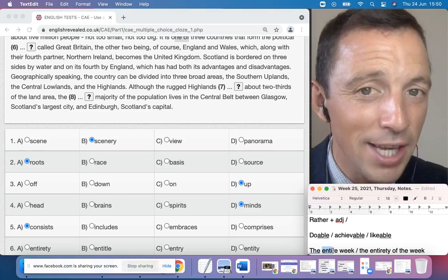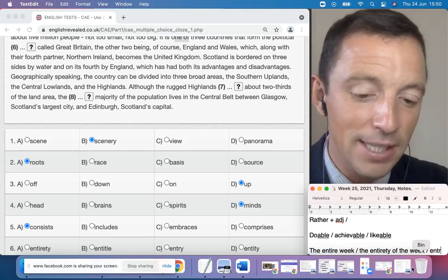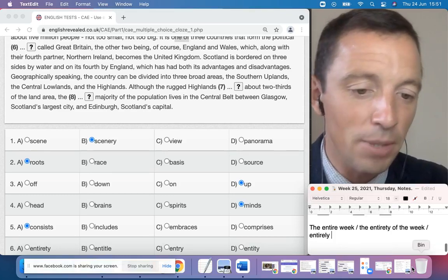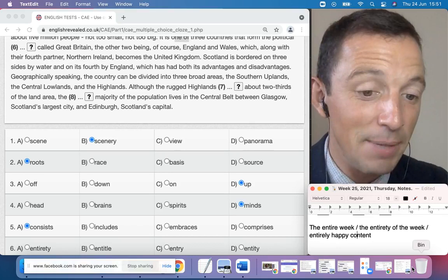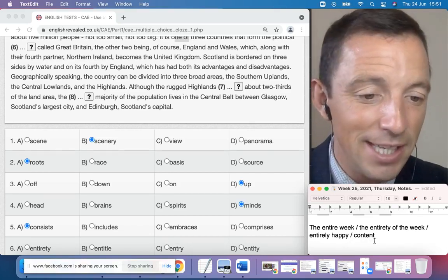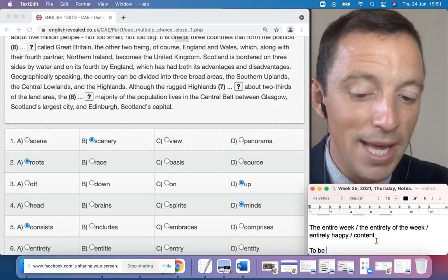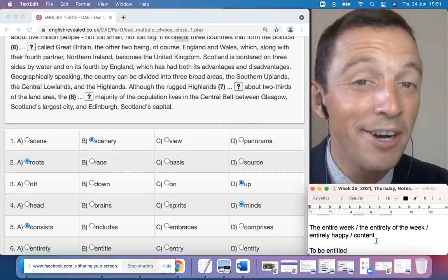So you have 2 or 3 possibilities, and the adverb is entirely. For example, you are entirely happy, you are entirely content, and it means completely, absolutely, totally. So that's the significance of this. The next one is to be entitled, very, very famous, very, very important, very good quality.